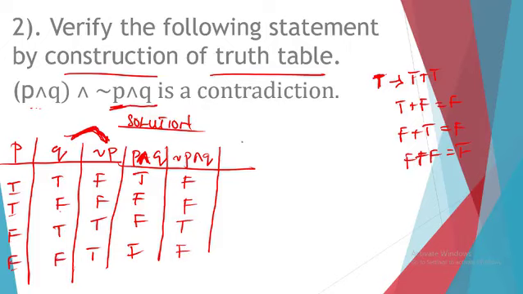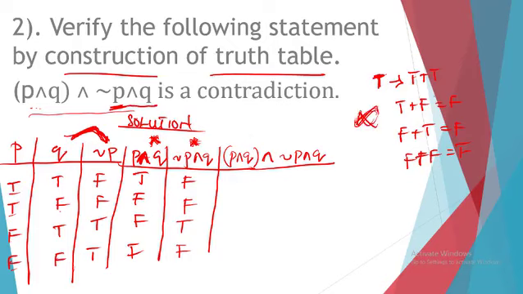Then lastly, we have to plot this generally, which is P intersection Q intersection negation of P intersection Q. Okay, so how do we obtain this? This is P intersection Q, which is this, then combined with negation of P intersection Q. So we are dealing with these two. Since it's intersection, this law is also applicable.